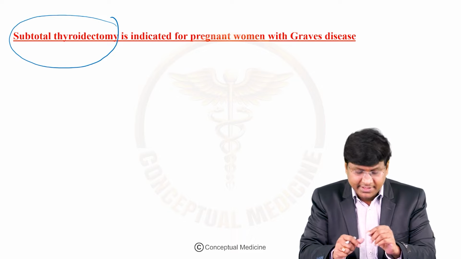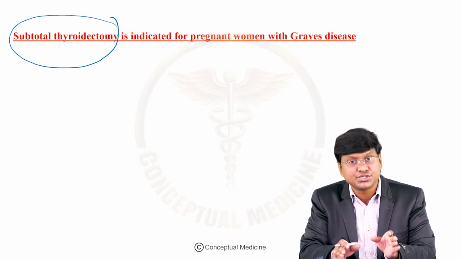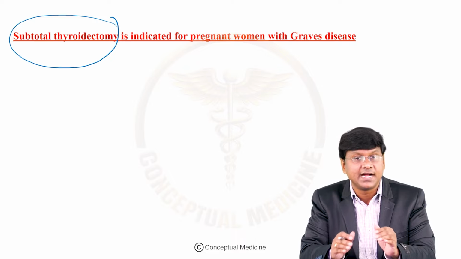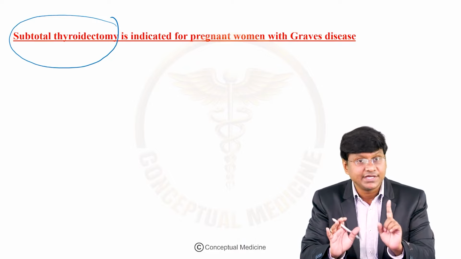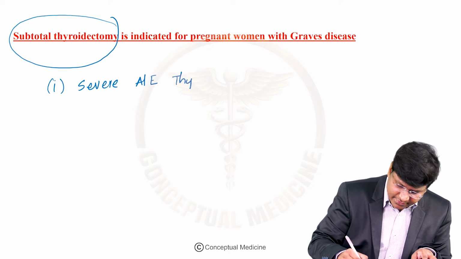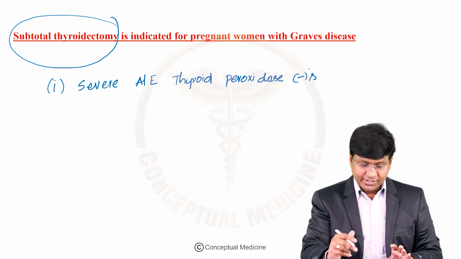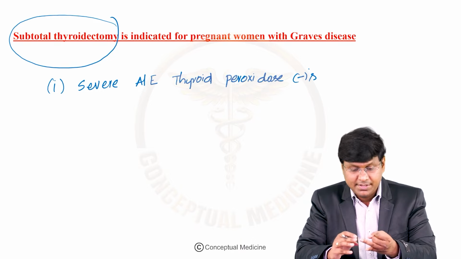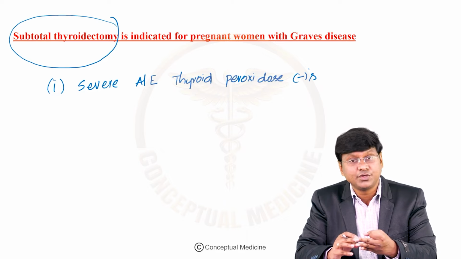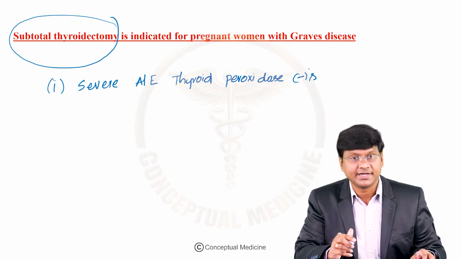So, subtotal thyroidectomy is indicated for pregnant women with Graves or for fertile women of reproductive age who are sexually active and decline contraceptives under the following circumstances. So, what are the indications? Number one, if there are severe adverse effects of thyroid peroxidase inhibitors, right? That is thioureas. So if there are severe adverse effects like agranulocytosis, pancytopenia, acute liver failure with your propylthiouracil, so when the individual develops severe adverse reactions, then you have to go ahead with the subtotal thyroidectomy.